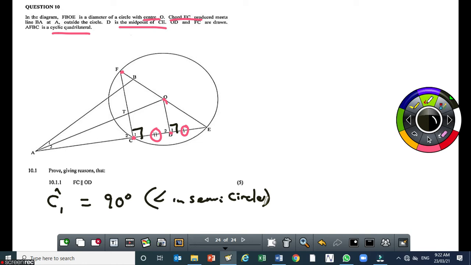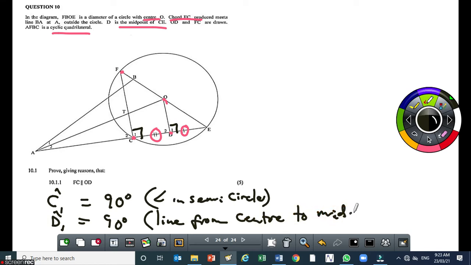So here I'll write D1 is going to be equal to 90 degrees. My reason: line from center to midpoint of chord. Not perpendicular to chord. If you say perpendicular to chord, that's theorem 1. So here we have to use the converse, because we are told that the line is bisected.